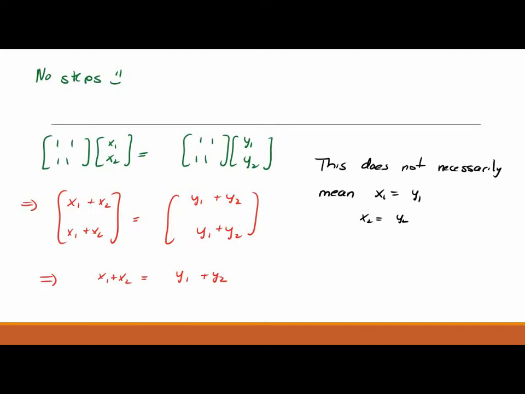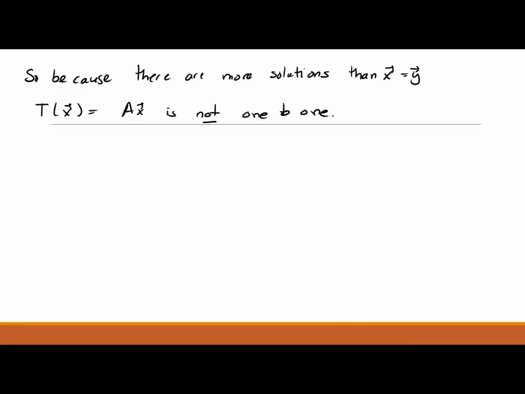You could have x1 equals, this does not necessarily mean that's the only solution. You could have, for example, x2 equals y1 and x1 equals y2, and the sums will end up summing up to the same thing, but the initial points were not equal. So because there's more solutions than just x equals y, this particular matrix is not 1-to-1, or this transformation is not 1-to-1.